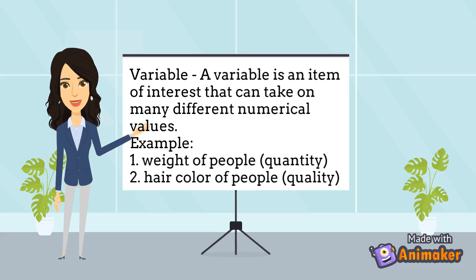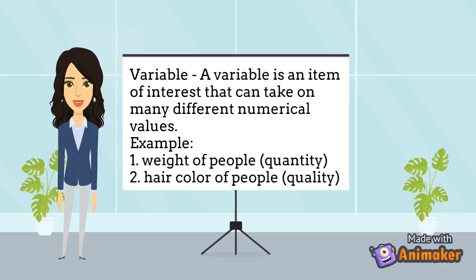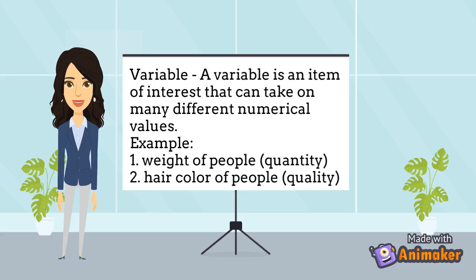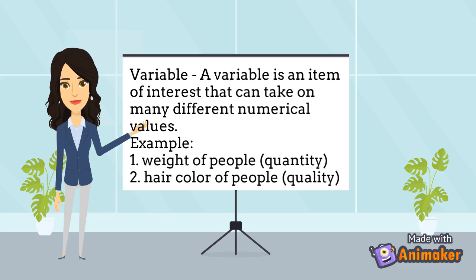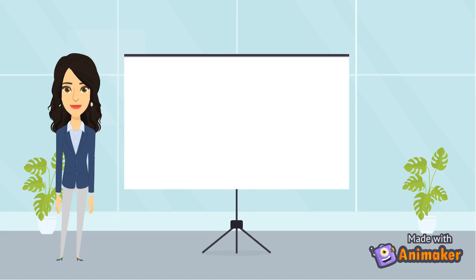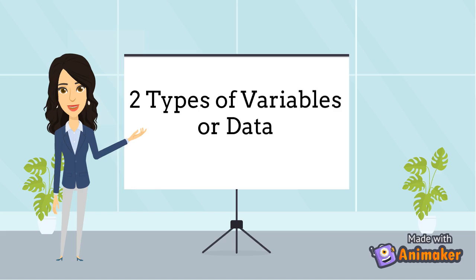Variable. A variable is an item of interest that can take on many different numerical values. Example. 1. Weight of people, quantity. 2. Hair color of people, quality. Let's move on to the two types of variables or data.